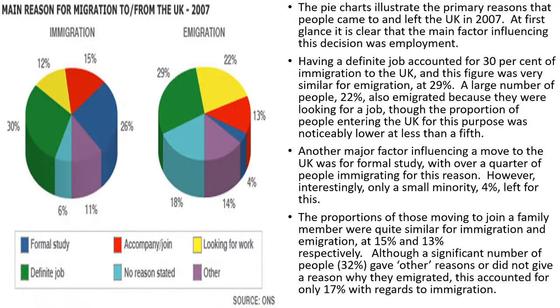So the main pie chart is over here. Main reasons for migration from the UK in 2007. We will explain how this graph is formed. So now let's look further over here.